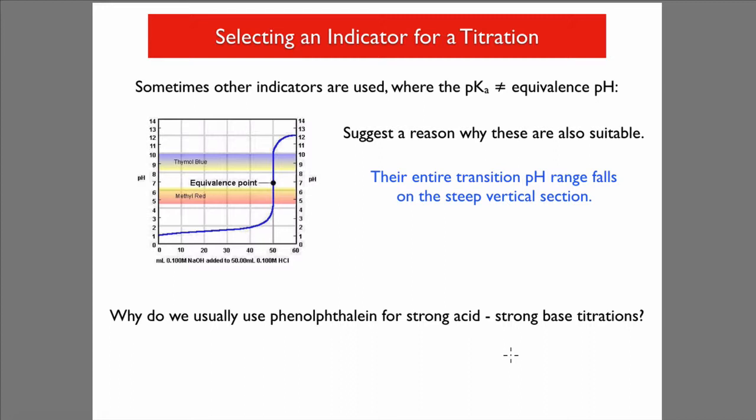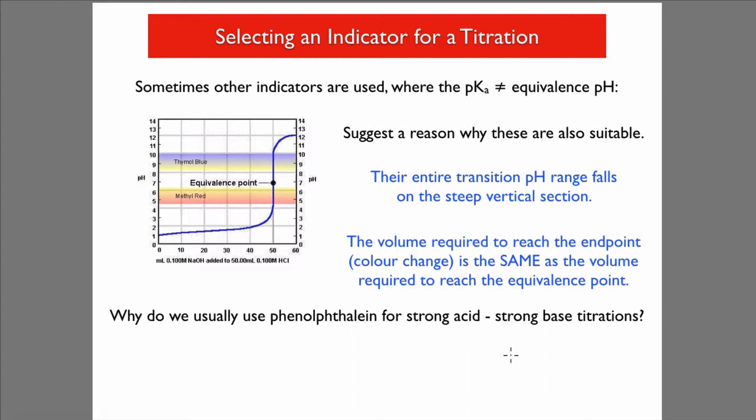So they will go through the total colour change in the steep section. The volume required to reach the end point, the colour change, is the same as the volume required to reach the equivalence point. It's still, in this case, 50 ml.